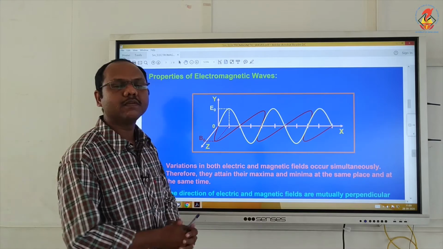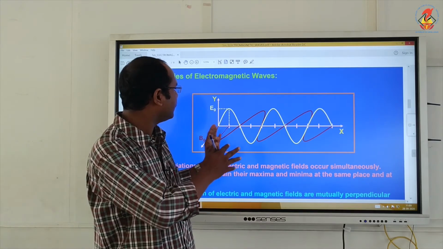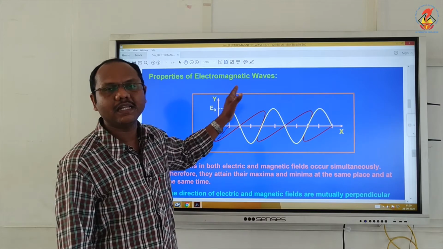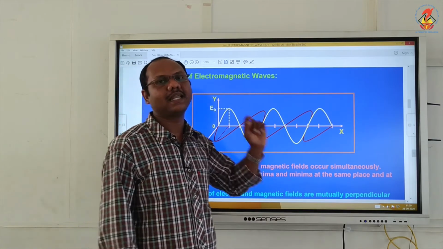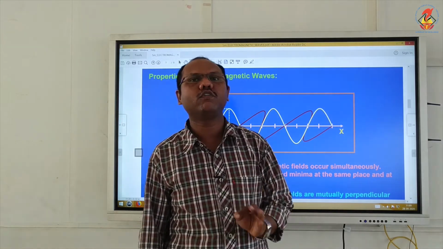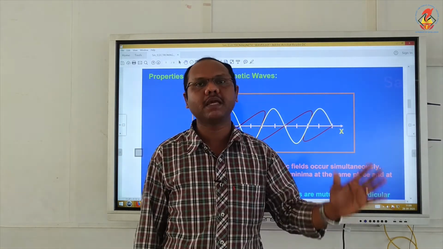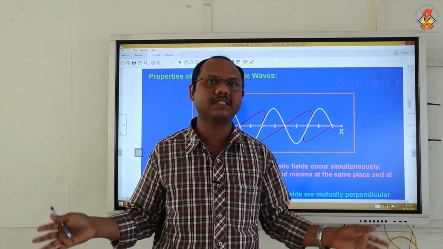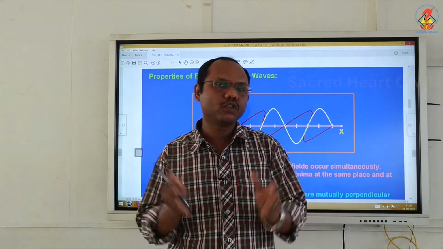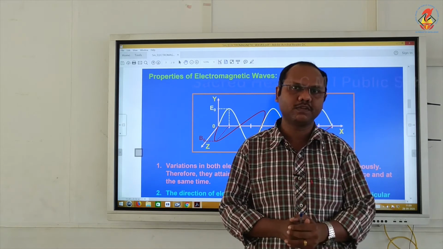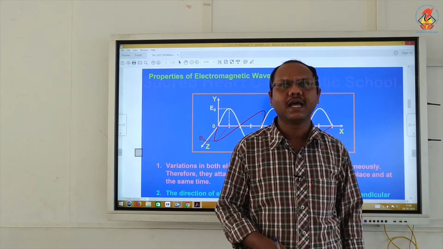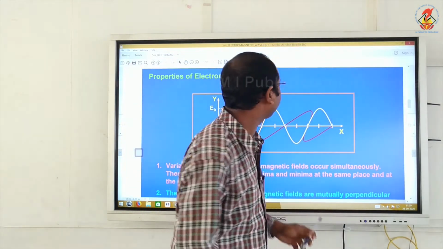So, here in this figure you can see if the electric field is along the y-axis, the magnetic field is along the z-axis, and both of them are mutually perpendicular to each other always, and both of them are again perpendicular to the direction of propagation of the wave. So, that is called an electromagnetic wave.